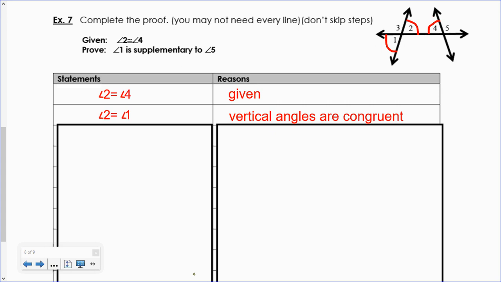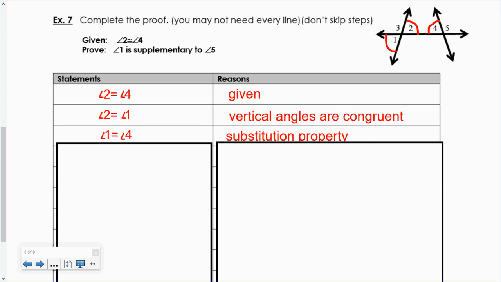So I know that angle 2 is equal to angle 4 because it was given. I know angle 2 and angle 1 are congruent because they're vertical angles. So I went ahead and made this conclusion: angle 1 is congruent to angle 4 by using substitution. So I've used the given, I've used the vertical angle, I can't use that really anymore.